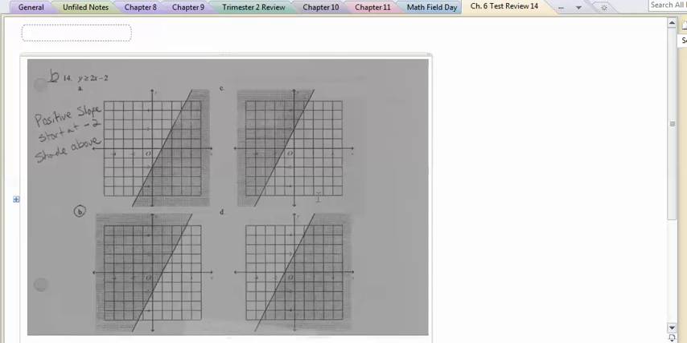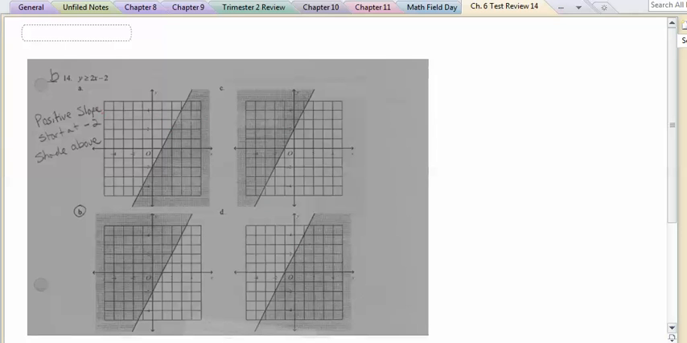Okay, number 14. It's already put in slope-intercept form. I'm looking to see it's a line under it, so they're all solid. That doesn't help me. Okay, I'm looking to see I've got a positive slope. So let's see if I can get rid of any. Nope. They're all positive slopes. That doesn't really help me.